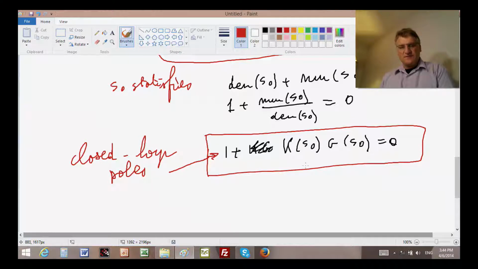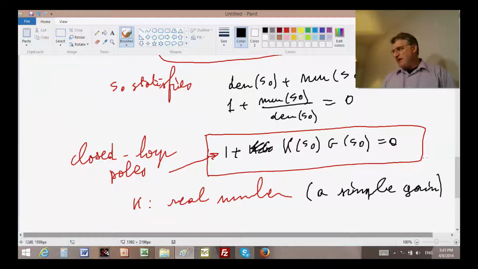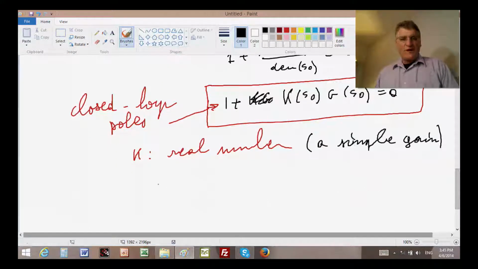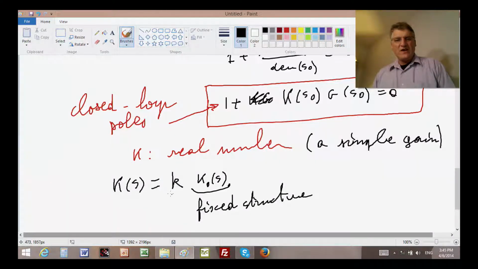Now, as it turns out, very often we have the following thing happening. K could be a real number, in other terms, a simple gain. Now, under what conditions does that happen? Well, for example, because you write k of S is equal to k times some structure k0 of S, and this is like a fixed structure, and k varies, a variable gain.